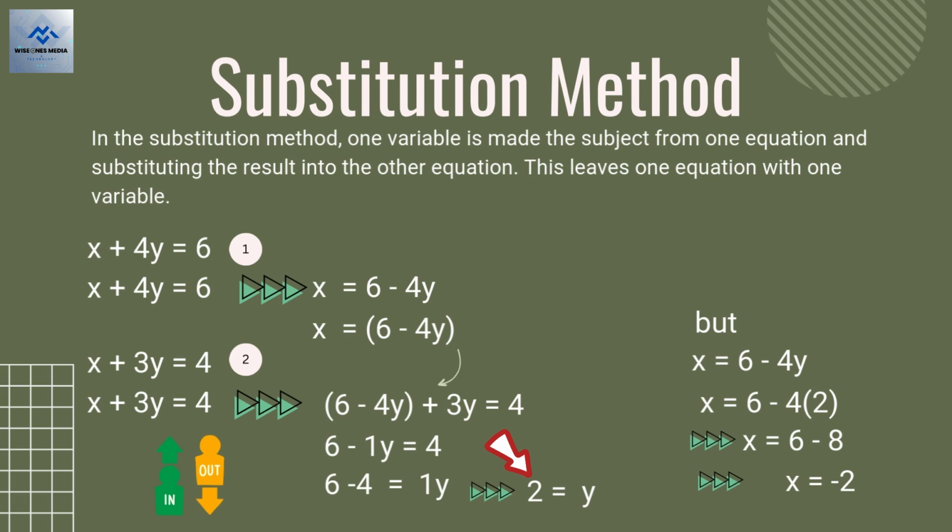Subtract 6 from both sides. Negative y equals negative 2. Divide both sides by negative 1. Y equals 2. Substitute y equals 2 into x equals 6 minus 4y. X equals 6 minus 4 times 2. Simplify. X equals 6 minus 8. X equals negative 2. Solution: x equals negative 2 and y equals 2.